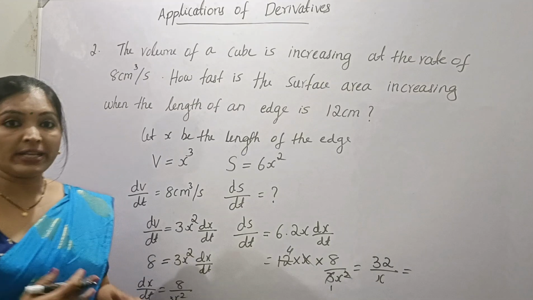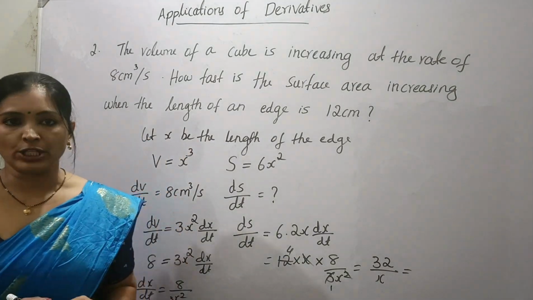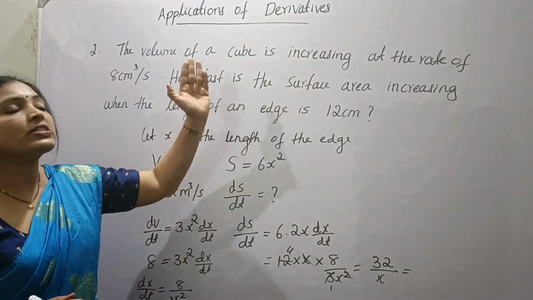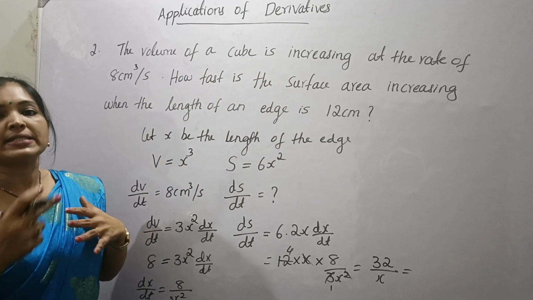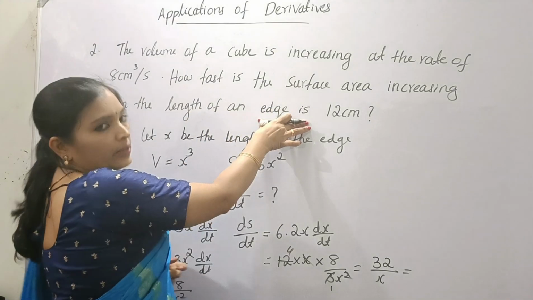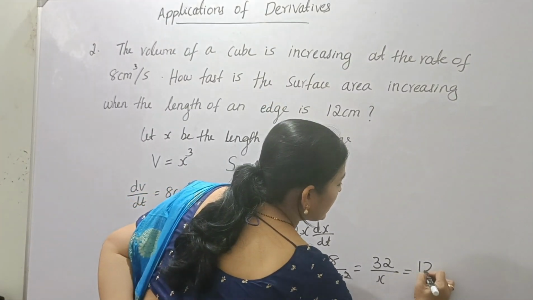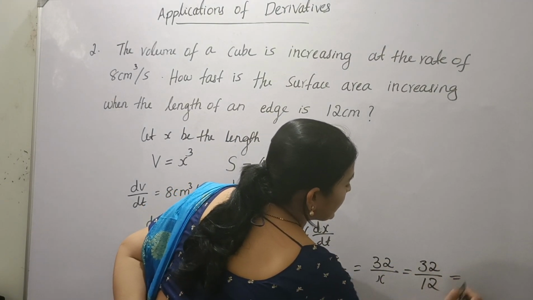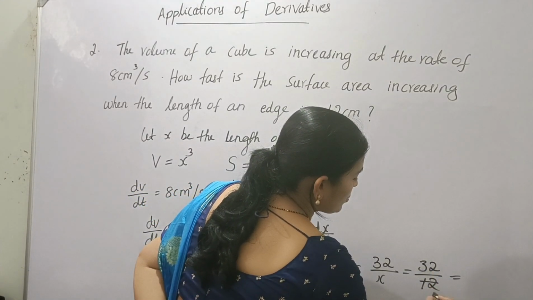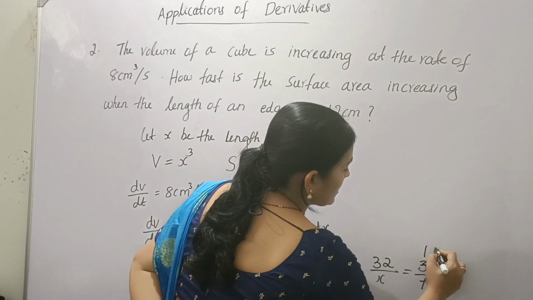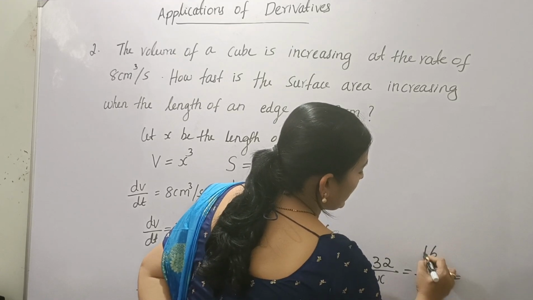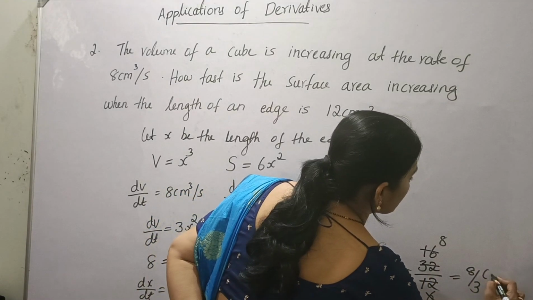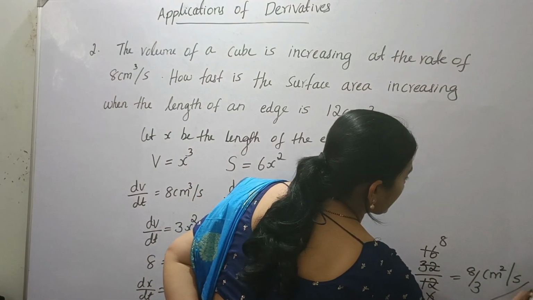Now let's substitute x. What is x? That is the length of the edge. It is given when the edge is 12 centimeter, what is the rate of change of surface area? So when the edge is 12 centimeter, that is 32 divided by 12, that is equal to 8 by 3 centimeter square per second.